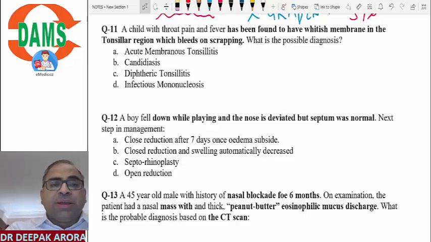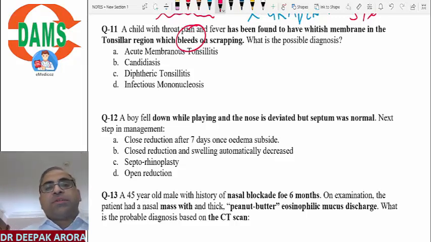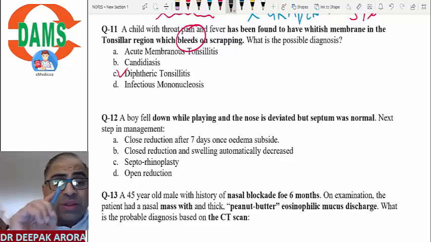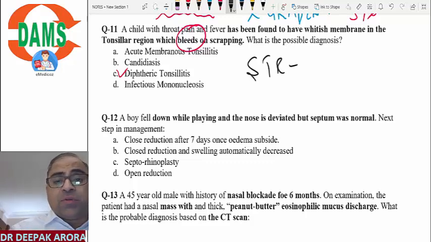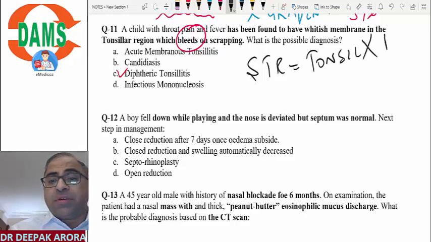Question number 11. A child with throat pain found to have a white membrane over the tonsil which bleeds. What is the hallmark feature? This patient has a membrane which bleeds on scrubbing. What is the possible diagnosis? Diphtheria. What we have learned, streptococci never bleed. Diphtheria always bleeds. One more important concept. Remember, if it is streptococcal membrane, it will be only on the tonsil. It will never bleed.